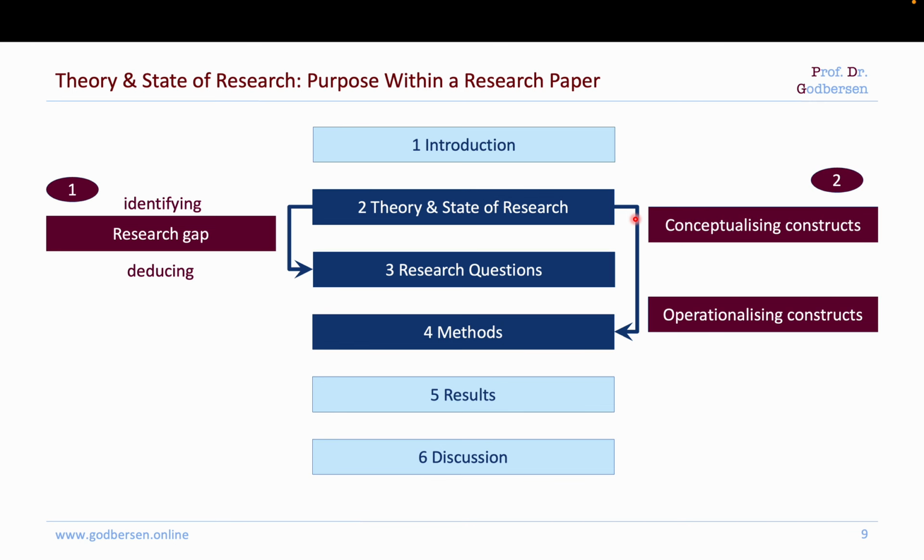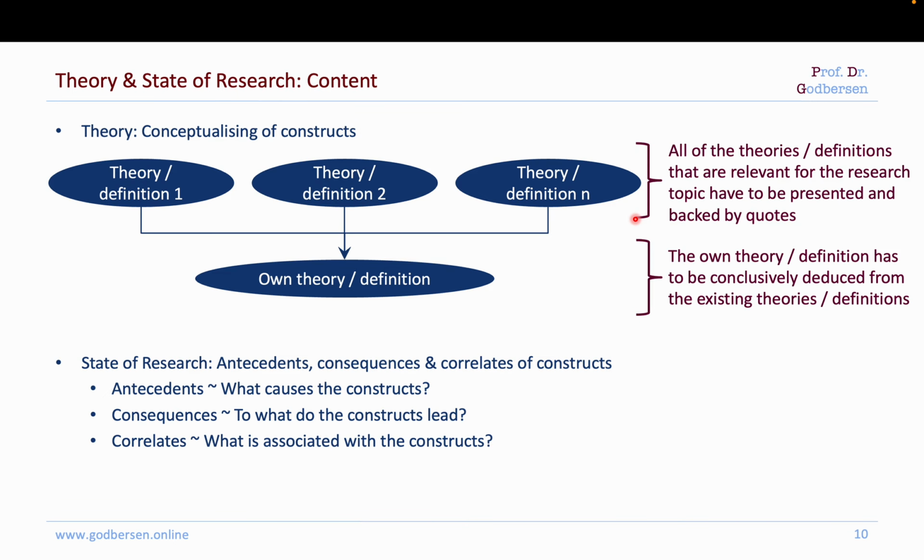Let's come to the content. You can have two perspectives or two sorts of contents in your theory and research section. One you could call the actual theory or definition section, where you conceptualize all your constructs. And then you also need to explain or report the state of research. What did other researchers find, normally in their empirical research, with regards to the constructs you are examining? Let's start with the theory part.